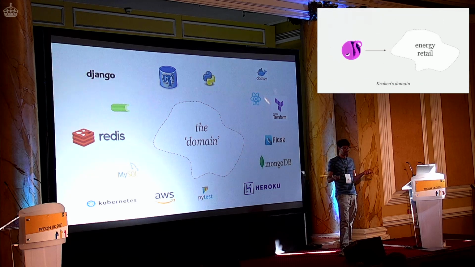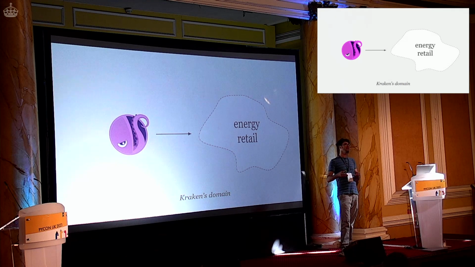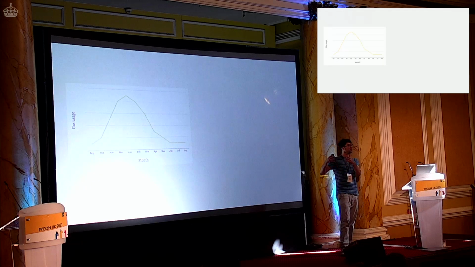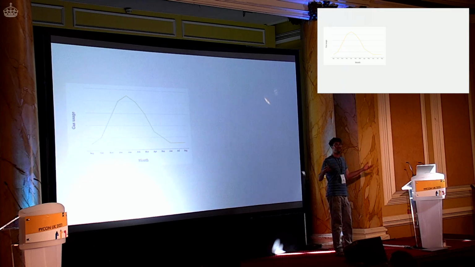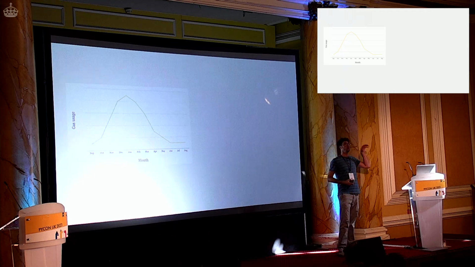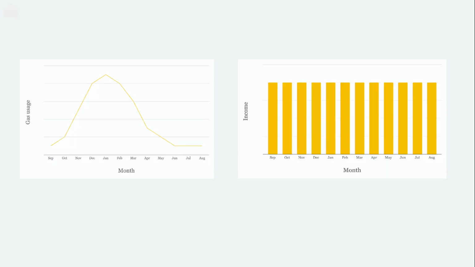So I'm going to give an example from Kraken, which is the product I work on. Kraken's domain is energy retail, in other words, sending you gas and electricity bills. And in that domain, we've got a non-technical problem. This graph here is your domestic gas usage. So you use a lot more gas in the winter than in the summer because you're heating your home, obviously. And this graph is your income over the year. It's probably much more static. Now, this is a problem in the domain of energy because energy companies don't want their customers, despite what you might think, to become impoverished during the winter.